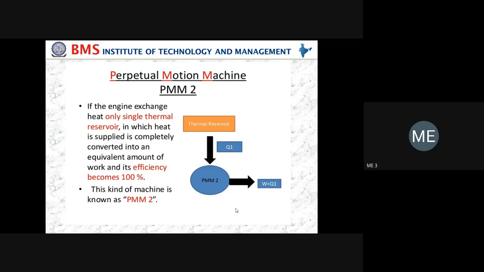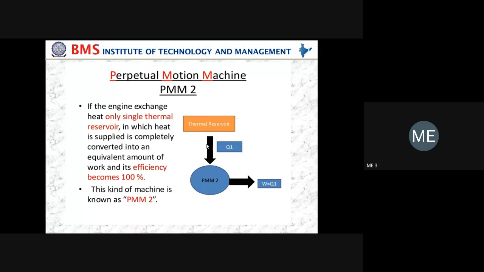What is the meaning? There is no sink at all. In that case, the efficiency is calculated by net work output divided by heat supplied. Net work output is Q1 and there is no Q2 at all, divided by heat supplied, which is Q1. So we'll get 1. So according to this, no machine produces 100% efficiency.